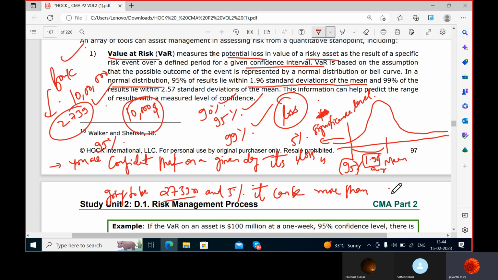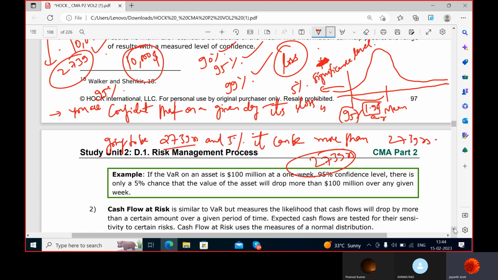more than 2,739 rupees. So the bank is not worried about 2,739 rupees. Let me give you a frank interpretation. What the bank is worried about is the 5% part. That is, the loss should not be more than 2,739.